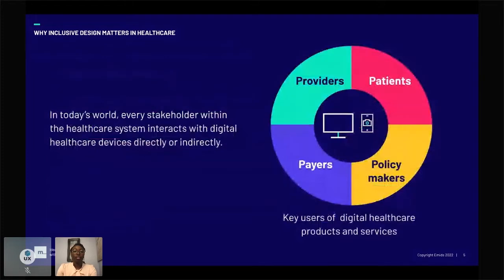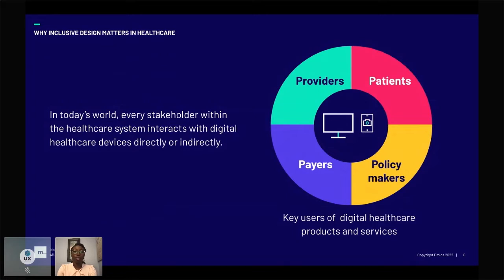And just to say that healthcare product is not just for patients. It's very possible to quickly conclude that most of the products are, but I'm sure there's some of us here whose products serve other key users in the healthcare ecosystem. So we have four major players in the healthcare ecosystem. It could be the providers, patients, payers, or policymakers. And if you look at the product that you are either designing or developing, it is most likely to serve at least one of these key players or all of them.